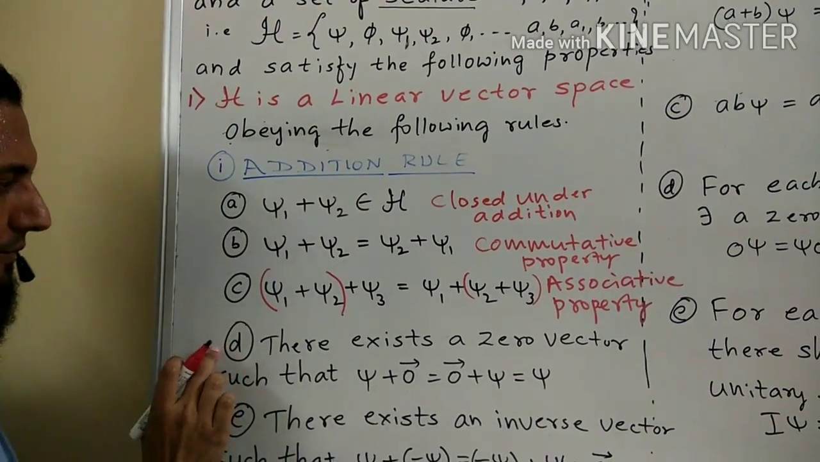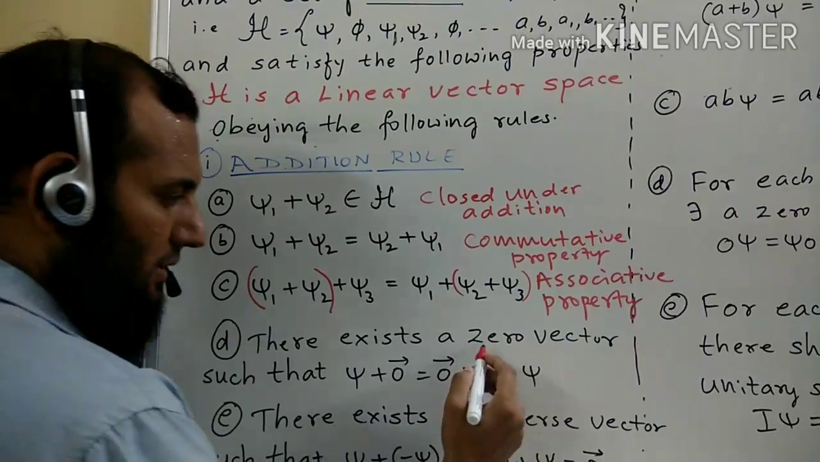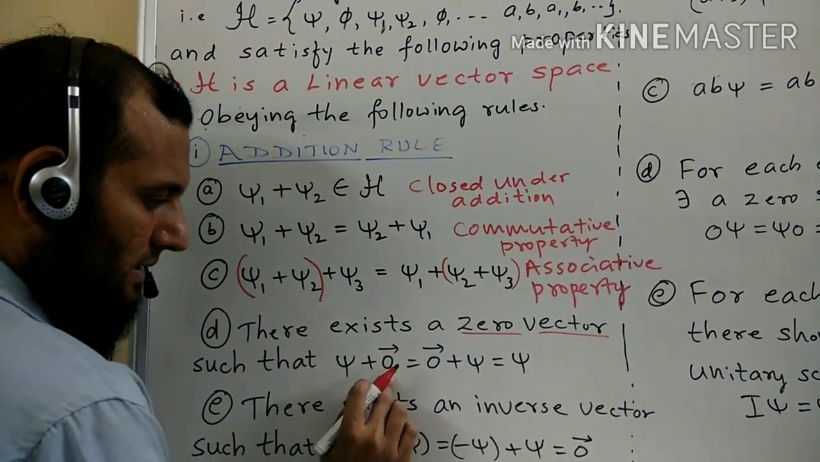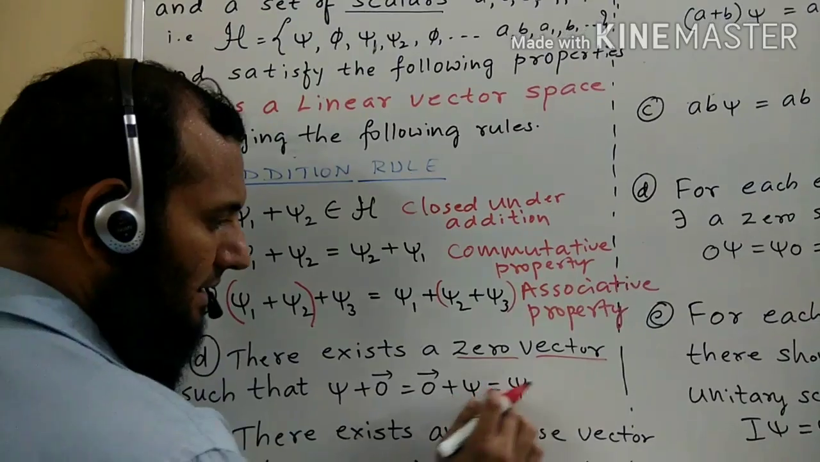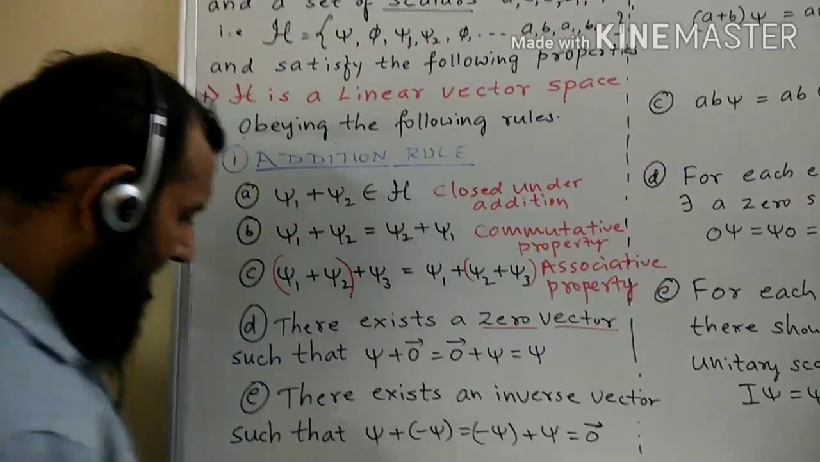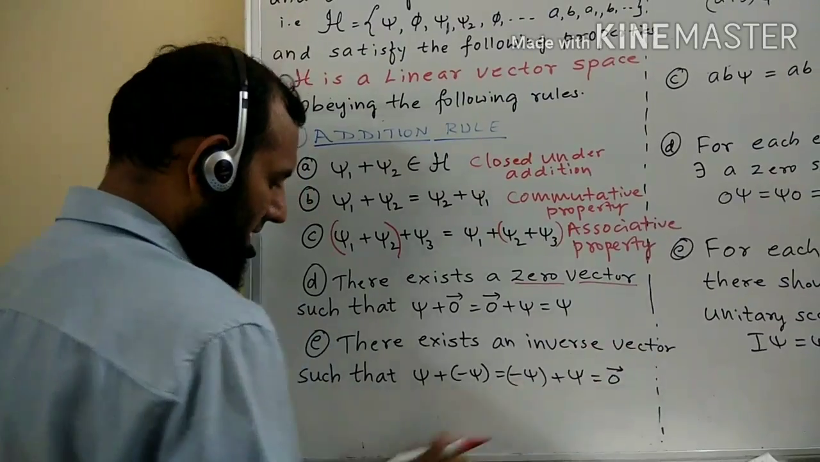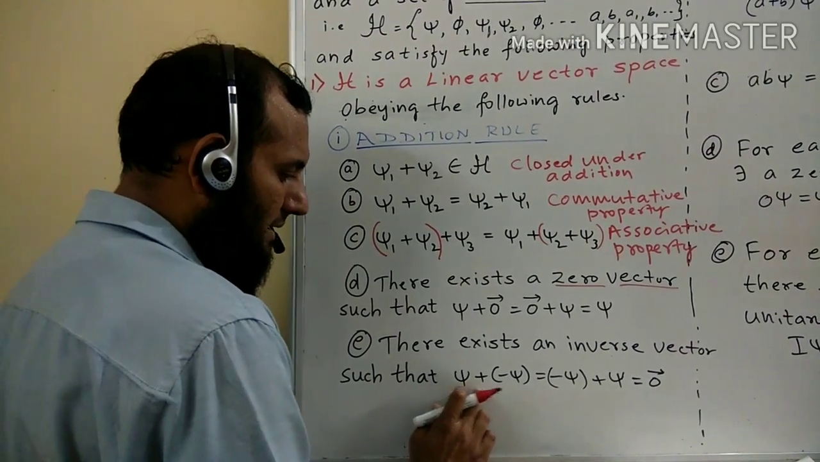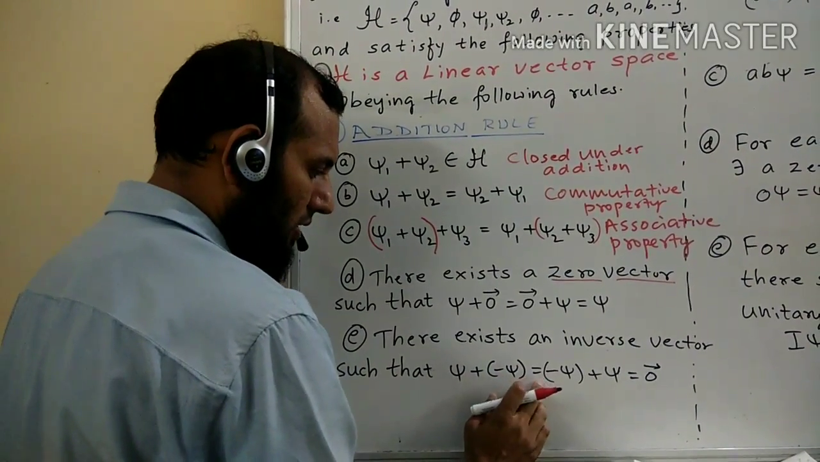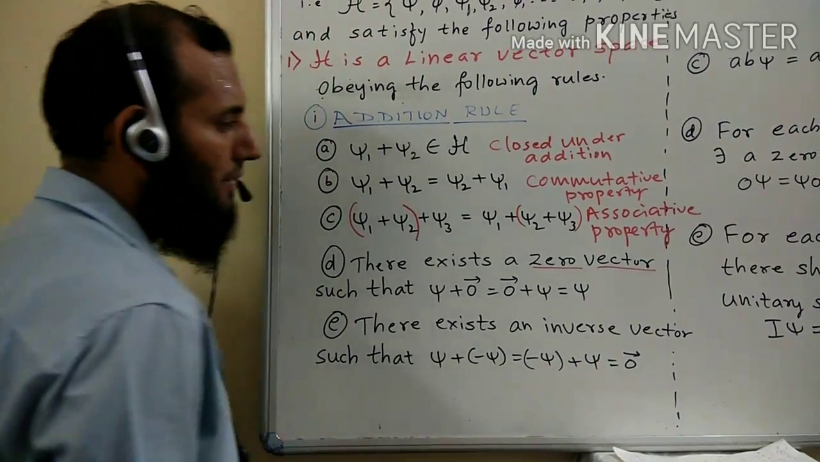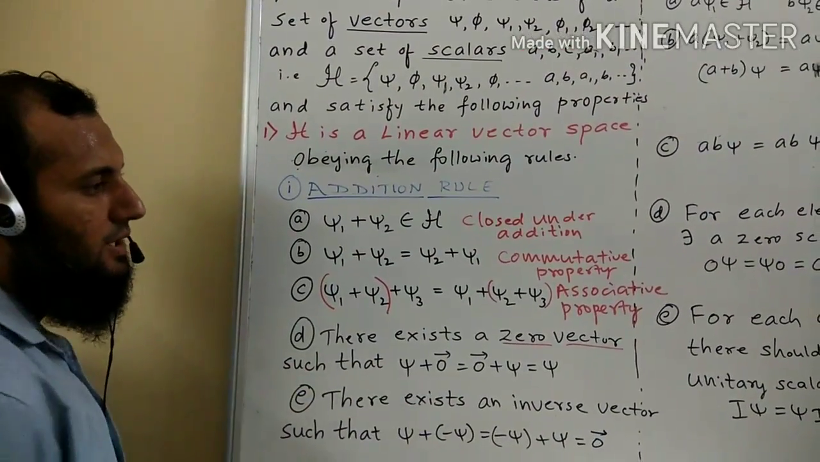Now property number 4 is, there exists a 0 vector such that psi plus the 0 vector or the 0 vector plus psi will give us psi. The fifth property is, there exists an inverse vector such that psi plus negative psi or negative psi plus psi, we get the 0 vector. So this is the addition rule.